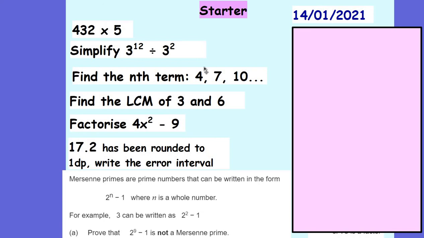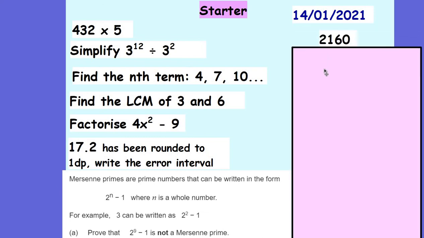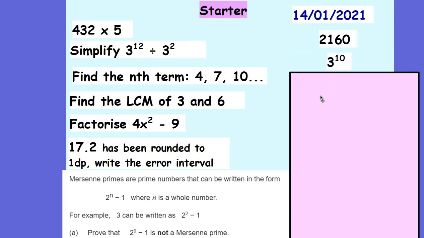Rightio, let's go through the answers. Now the first one, if you've done that multiplication, you'll have got 2,160. Simplifying this term is going to give you 3 to the power of 10, because our rule is we subtract the powers when we're dividing. So 3 to the power 10.